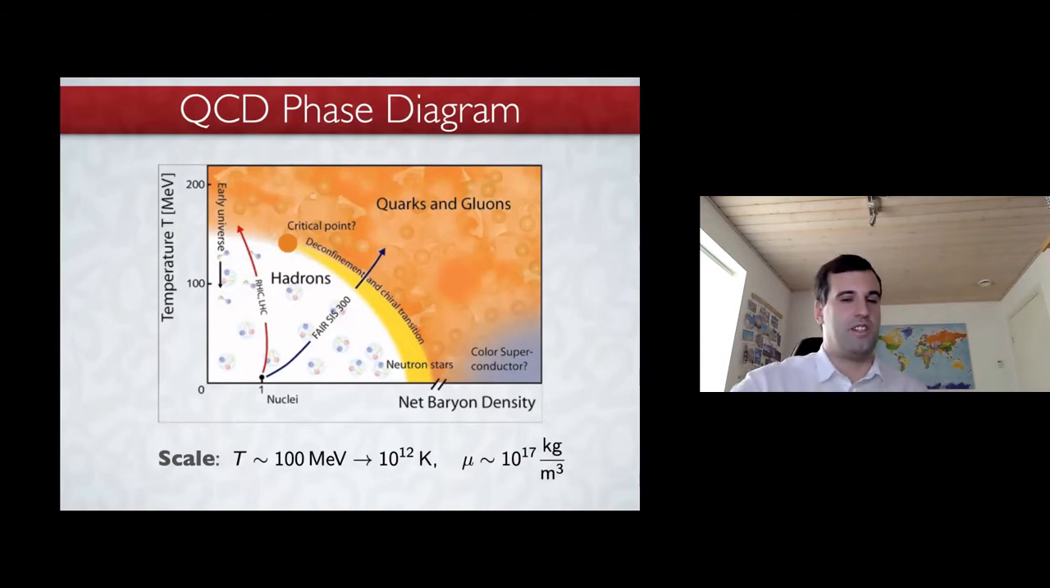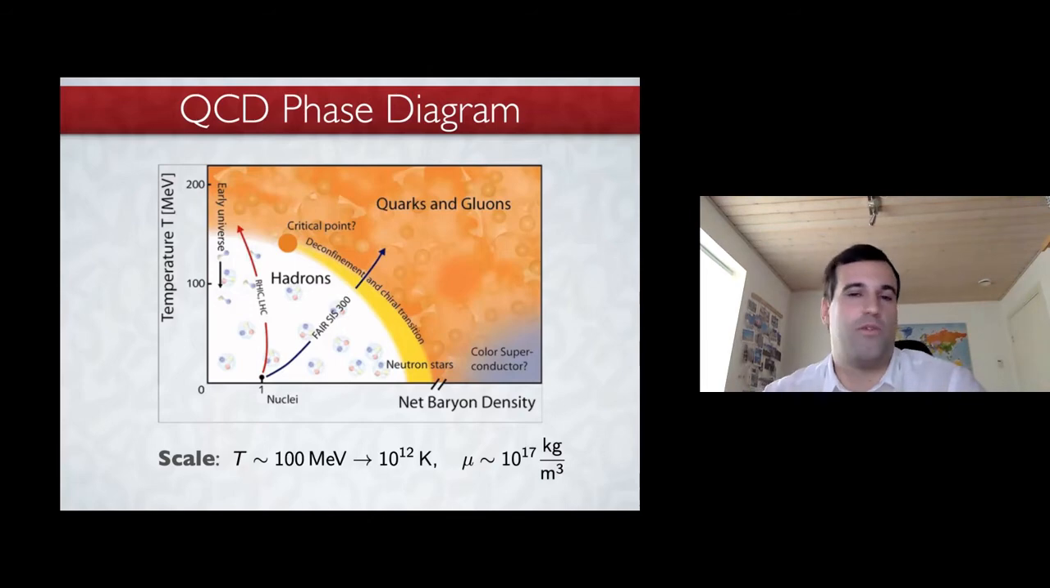And also the densities we're talking about here are 10 to the 17. So this is a 10 with 17 zeros per kilogram per cubic meter. So these are densities which occur in neutron stars or other astronomical objects. So this is what my research is aiming for.